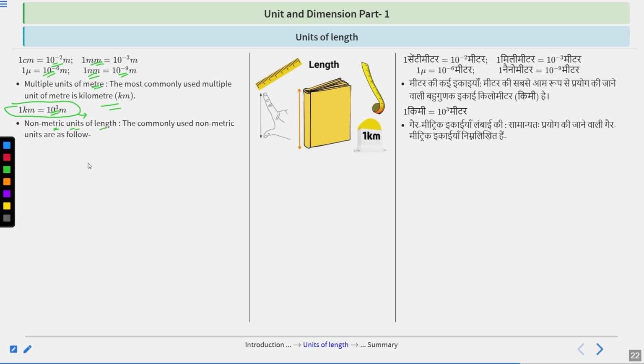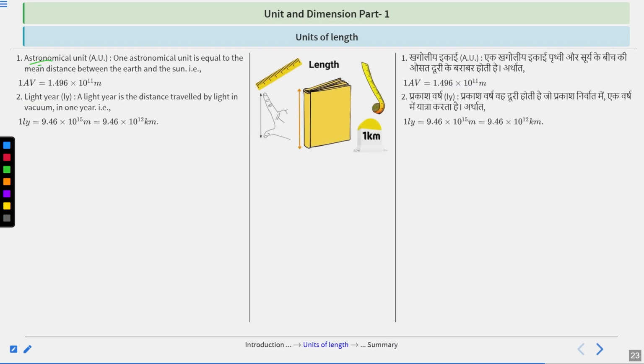Non-metric units of length. The commonly used non-metric units are as follows. First is the astronomical unit, also known as AU. One astronomical unit is equal to the mean distance between the Earth and the Sun. Therefore, 1 AU is equal to 1.496 × 10^11 m. Light year: a light year is the distance traveled by light in vacuum in 1 year. Therefore, 1 light year is equal to 9.46 × 10^15 m.